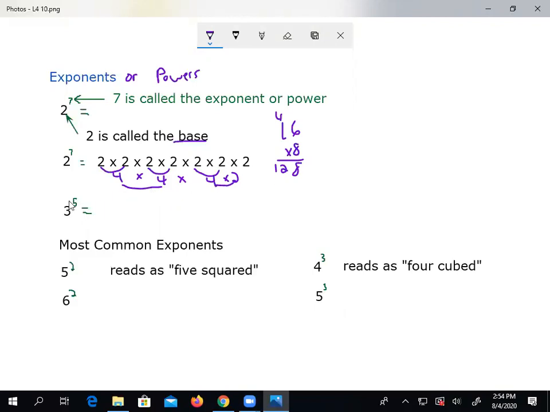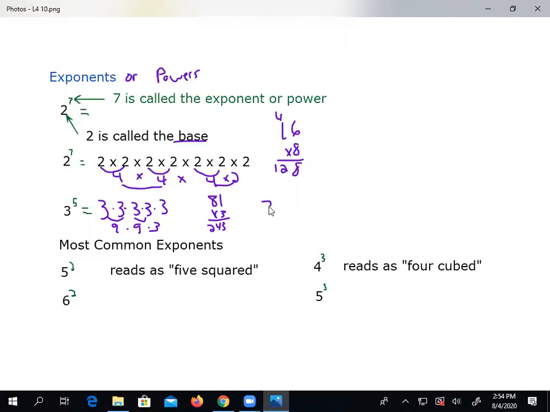So 3 to the power of 5, and again, that 5 is our exponent. That 5 means to write down the 3 5 times, but they're joined together by multiplication. So it means 3 times 3 times 3 times 3 times 3. 5 3s. So we know 3 times 3 is 9. We know 3 times 3 is 9. And we got to multiply by 3. So 9 times 9 is 81. 81 times 3. So 3 times 1 is 3. And 3 times 8 is 24. So that answer becomes then 243.